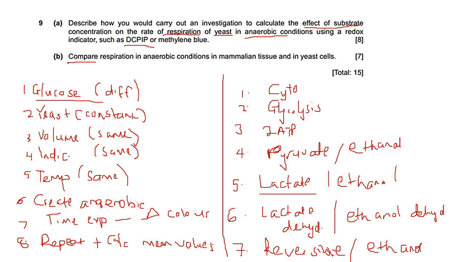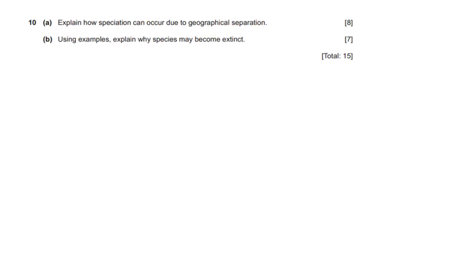Let's do the second one. Remember that you only have to answer either question 9 or question 10. Please do not answer both questions. Make sure you pick the one you're most comfortable with. I'm guessing most of my students maybe chose the previous one, since I know they didn't like speciation, but I also hope they chose this one because I think it's quite easy. So question 10A: explain how speciation can occur due to geographical separation.